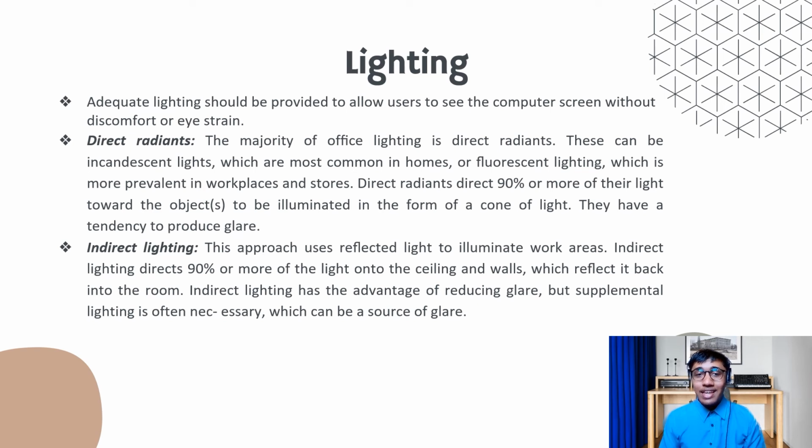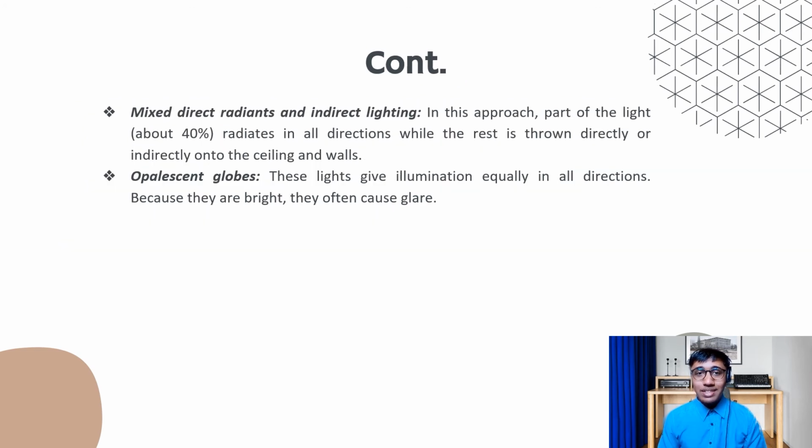Second, indirect lighting. This approach uses reflection to illuminate the work area. Indirect light directs 90% or more of its light onto the ceiling or walls, which reflect it back into the room. Indirect lighting has the advantage of reducing glare, but supplemental lighting is often necessary, which can be a source of glare.